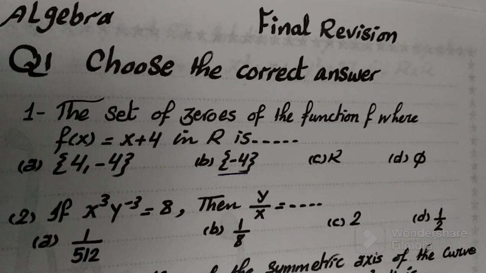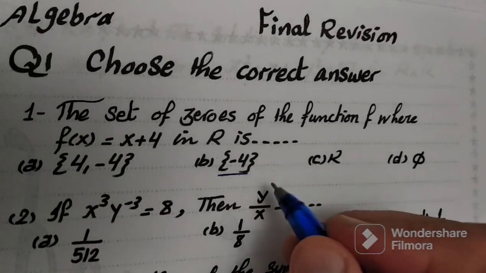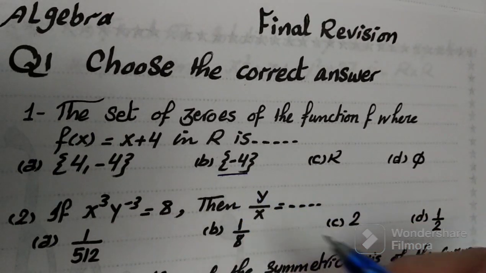First we make f of x equal 0, then x plus 4 equals 0, then x equals negative 4, and we choose negative 4.